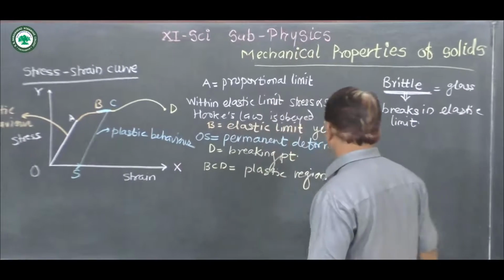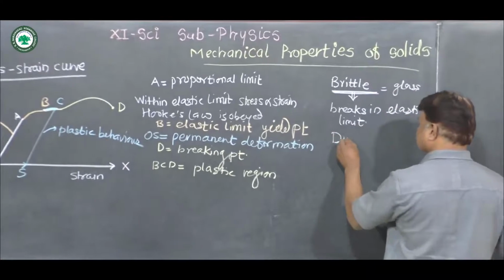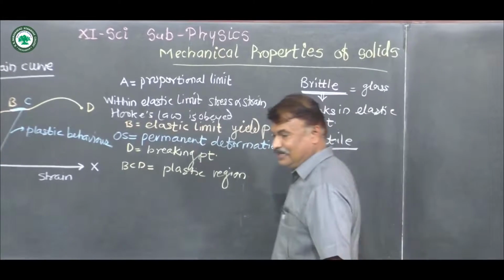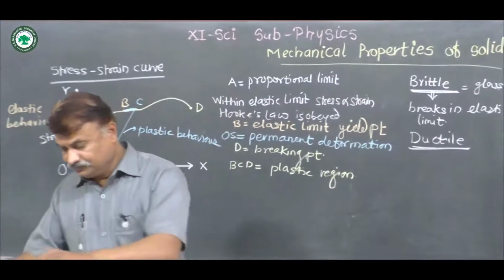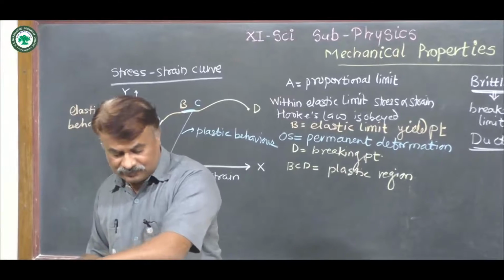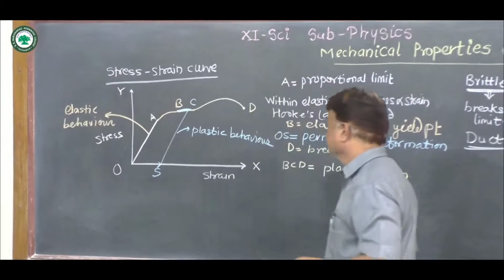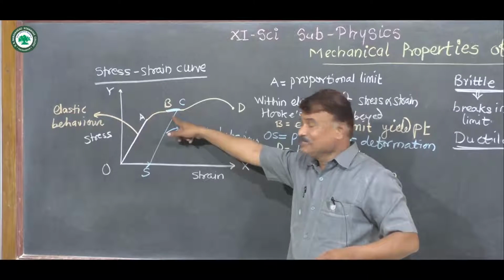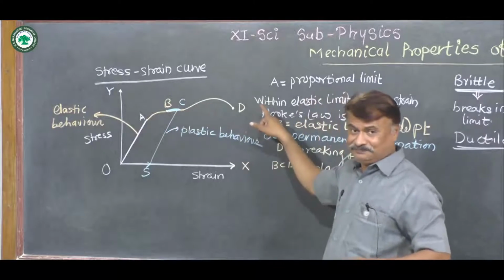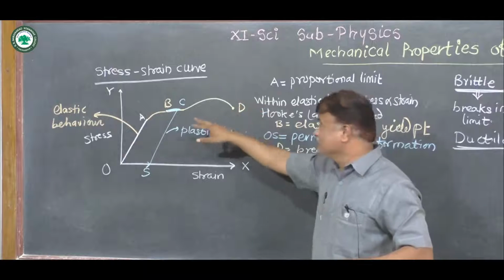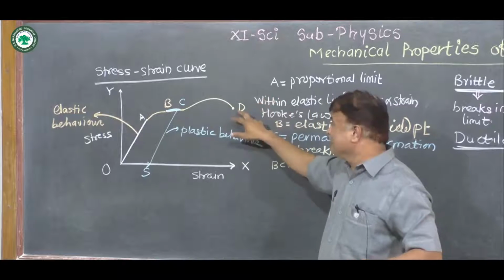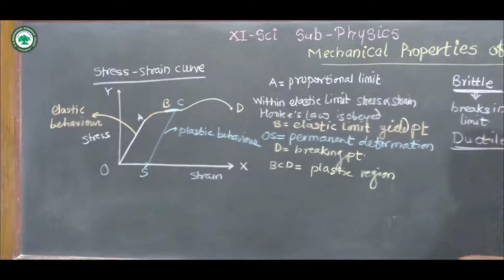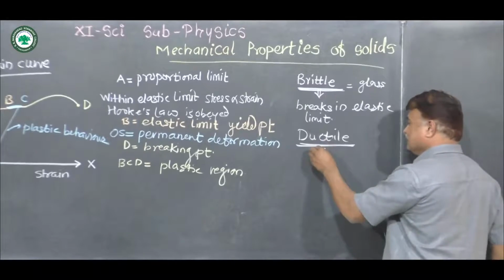Now there is another type of substance, it is called as ductile. What is ductile substance? In this, plastic region is considerable lengthen, or it is large. Means this BCD region is very large, and finally that breaks at point D. Such substance is called as ductile substance.